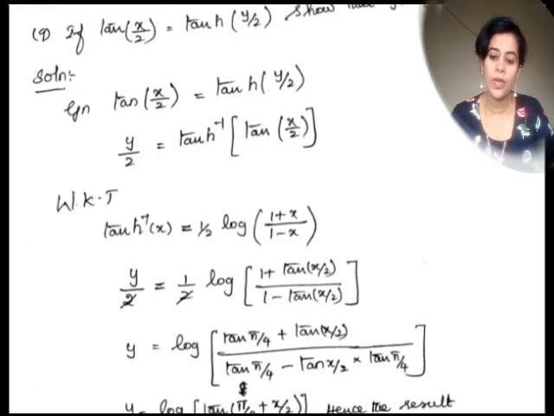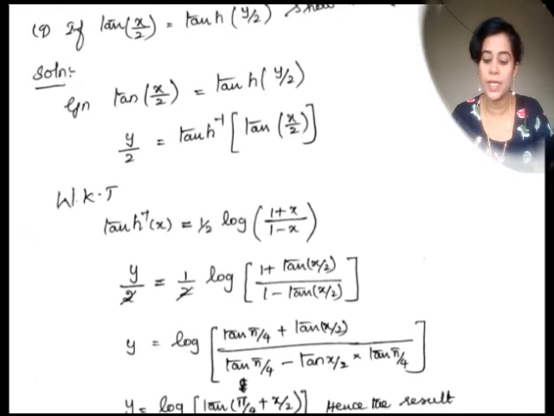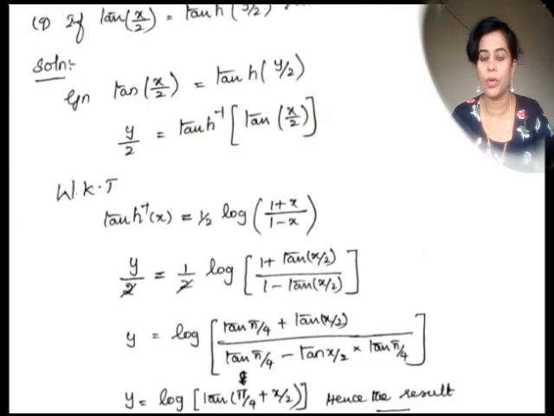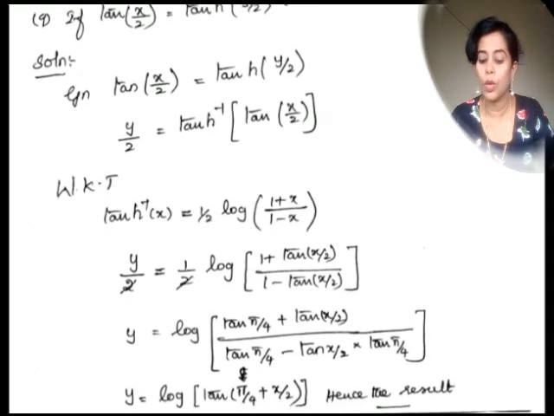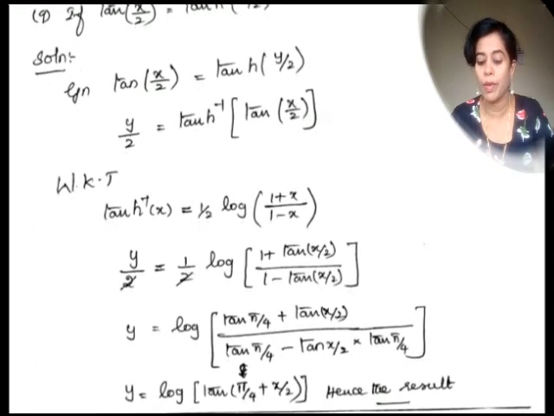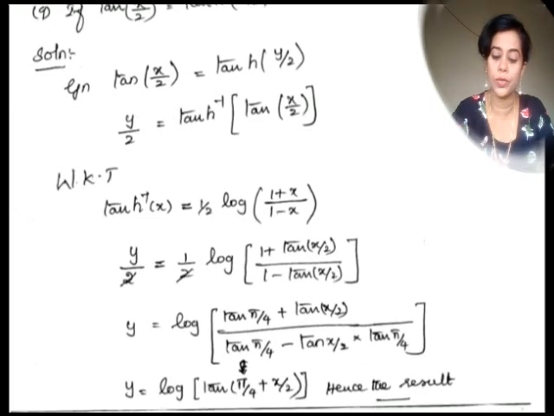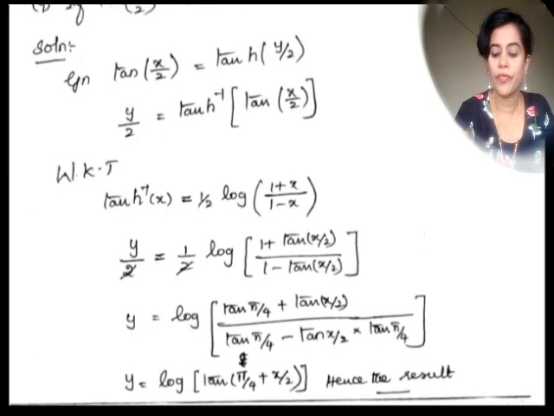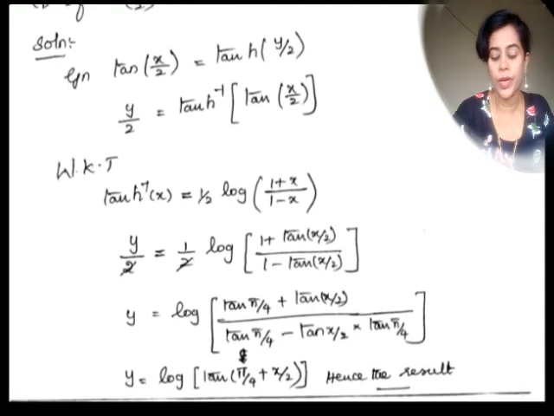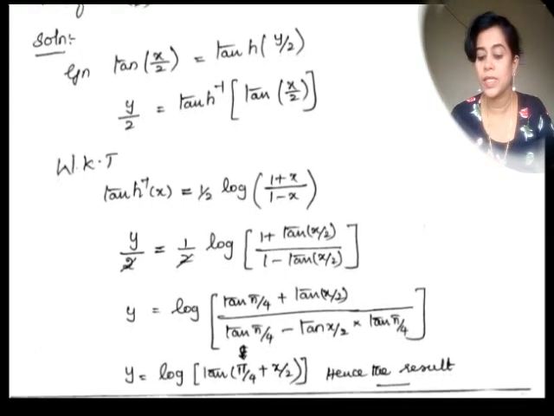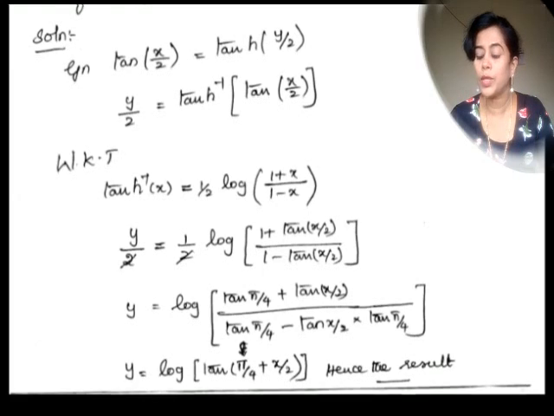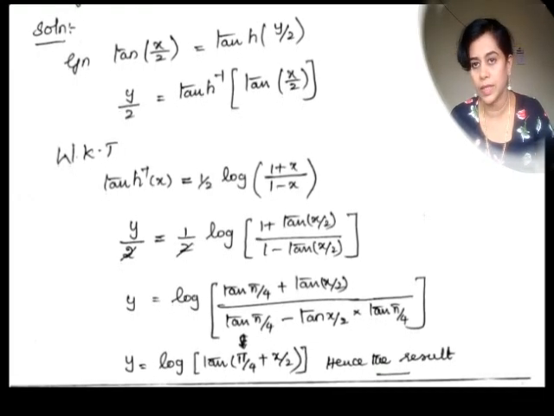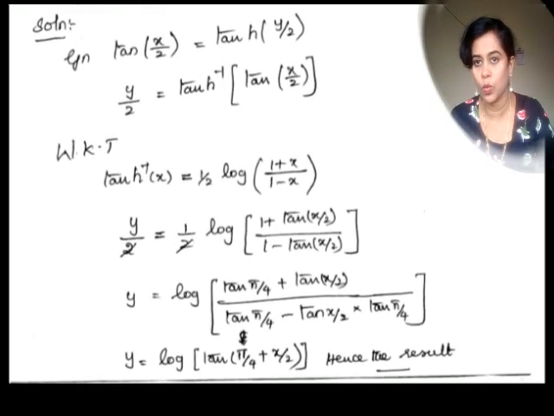Now here, according to the desired result, let me change 1 is equal to tan pi by 4. So therefore it is y is equal to log of tan pi by 4 plus tan x by 2 divided by tan pi by 4, or you can have 1 as it is, minus tan x by 2 into tan pi by 4. If I take tan pi by 4 there, nothing changes because tan pi by 4 is 1.